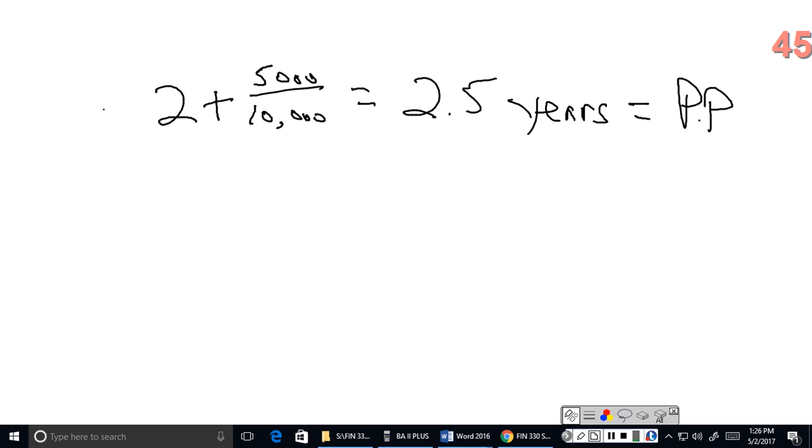Does anybody have any questions about this? This is the first capital budgeting technique question that we've worked. Question? All right.